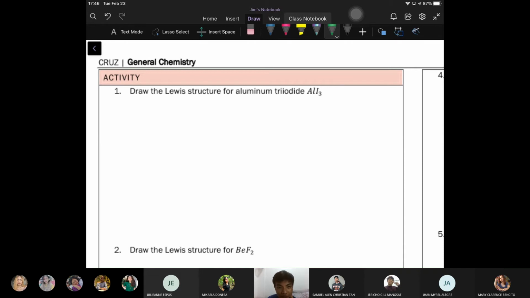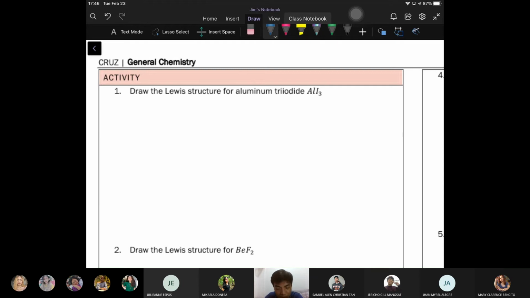Yan ay violation. Ako na rin sumagot. Bakit? Kasi aluminum yan eh. Nasa group 3 yan. Di ba sabi ko, pag ang central atom, nasa group 2, nasa group 3, violation agad yun ng octet rule. Okay. So why is aluminum the central atom? Because iodine is terminal atom. Okay? Siya yung mas mataas yung electronegativity. So siya yung terminal atom.